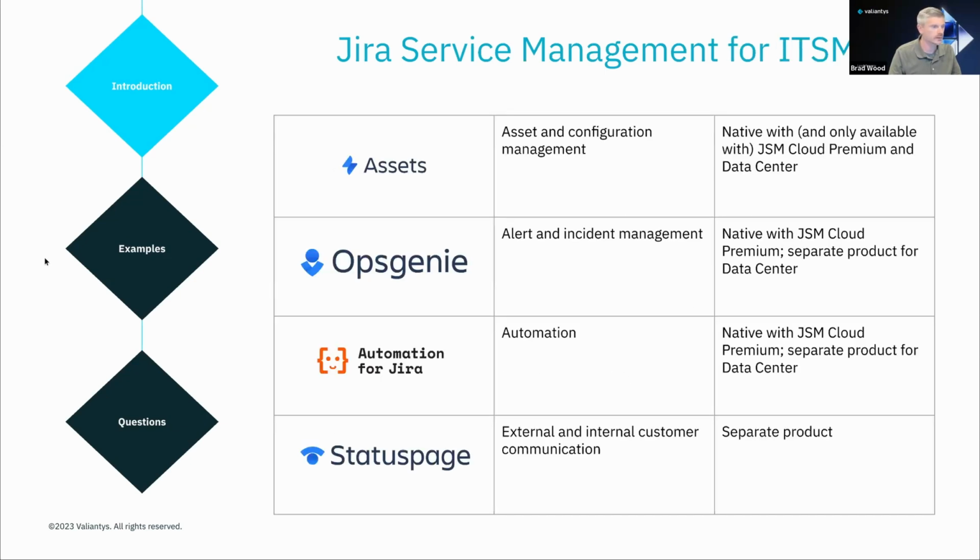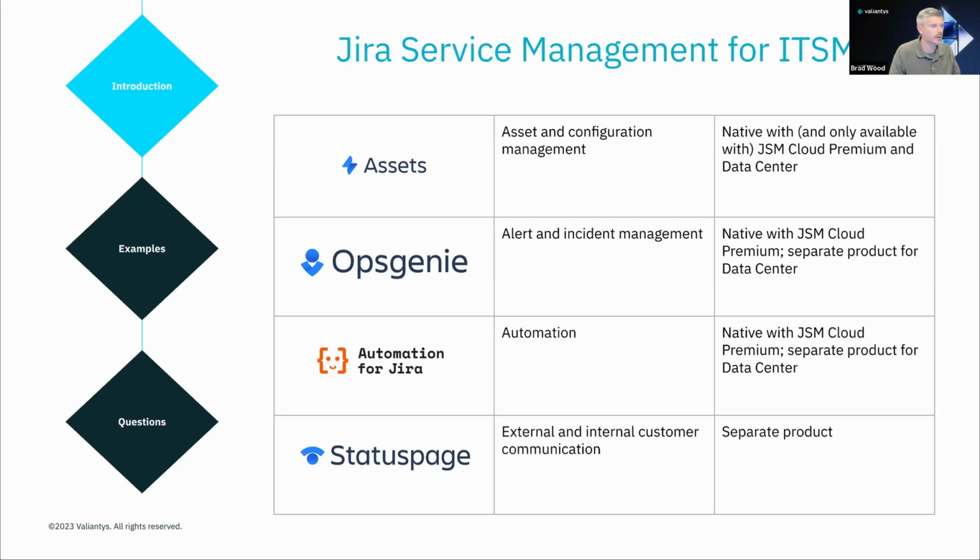Like I mentioned, this is Jira Service Management for ITSM, and we are going to talk through some of the applications that will be used in order to showcase that full range of ITSM capabilities in JSM. The first one is Assets, which is Jira Service Management's Assets and Configuration Management tool. Assets is native to JSM. It's not an add-on, but it is only available with JSM Cloud Premium or Enterprise and the JSM Data Center.